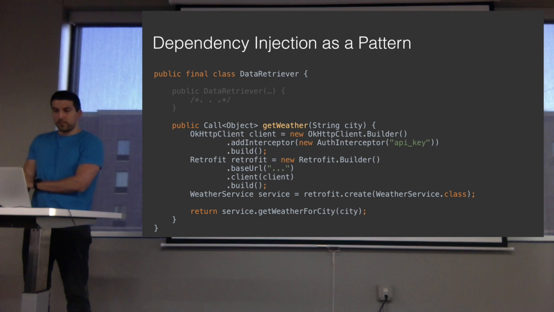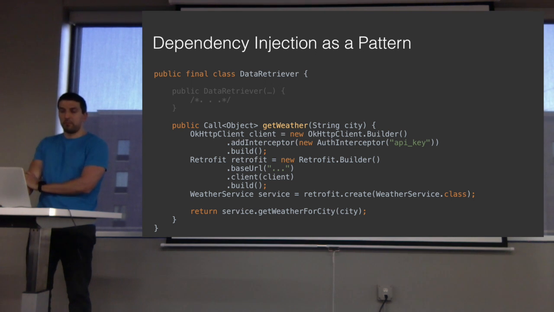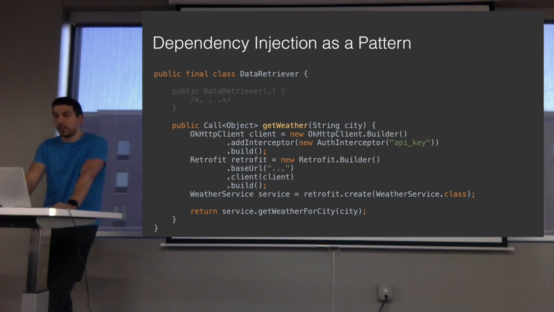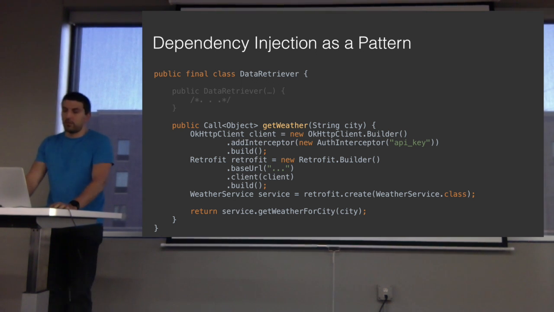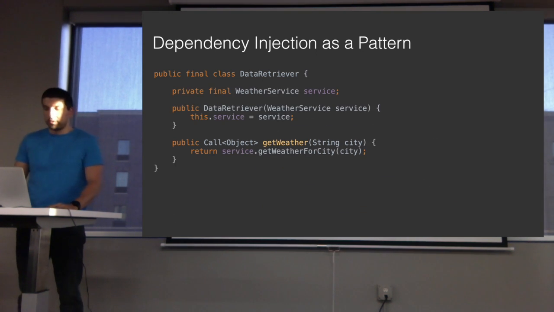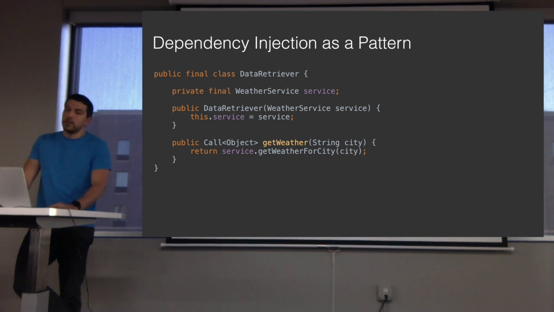Here's an example of a bad data retriever class. It has a method, getWeather, that takes in a string for city, and on each call it's creating an OkHttp client and a Retrofit instance, and using those to build a weather service. This is obviously not ideal, so what we would want to do is just pass in the weather service. The data retriever doesn't care about Retrofit, doesn't care about the OkHttp client. All it needs is this service to do its job.